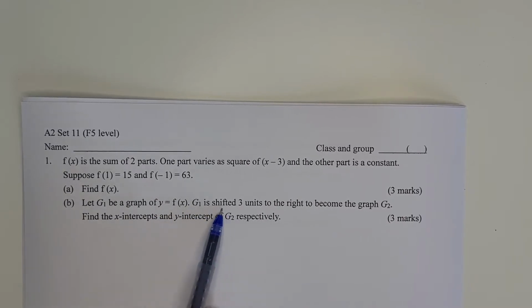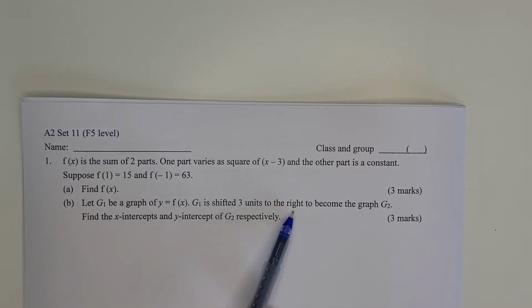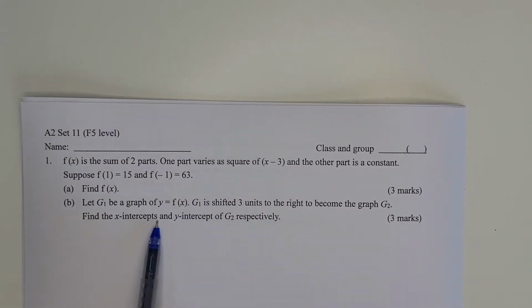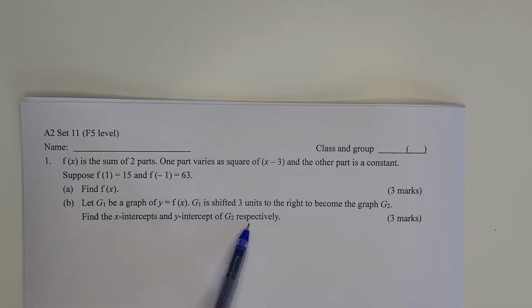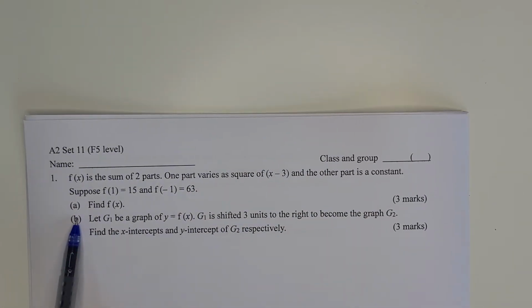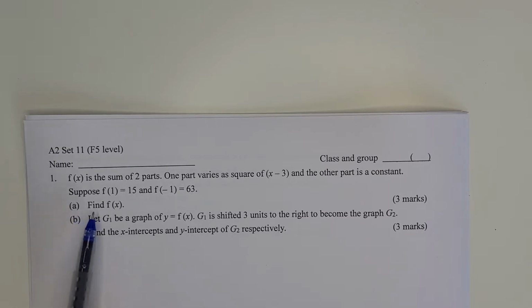g1 is shifted, that means moved, 3 units to the right to become the graph g2. Find x-intercepts and y-intercept of g2 respectively. Okay, for part A, it is a very standard question about the variation.